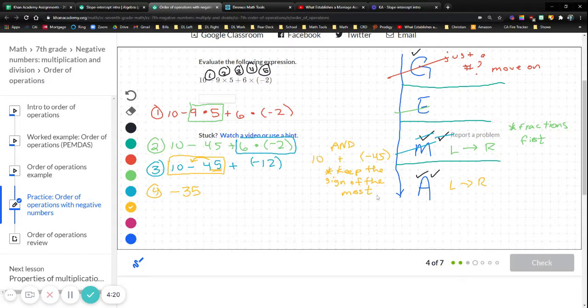This is because I'm going to have some 0 pairs here. I'm going to have 0 pairs, and there's going to be some negatives left over. Only 10 of those positives are going to cancel with 10 of those negatives, and we're going to have negatives left over. That's why my answer is still negative.